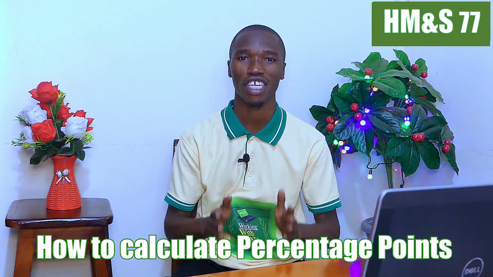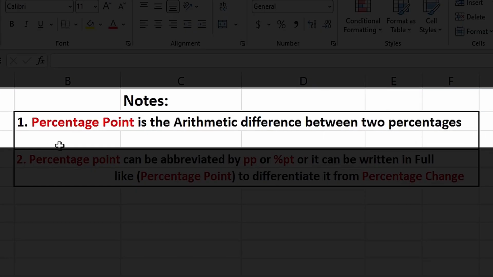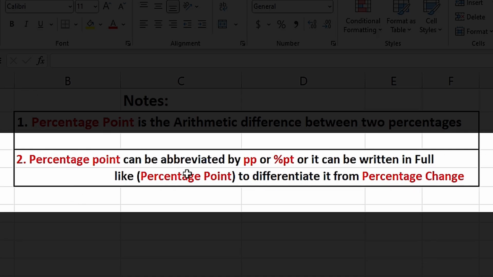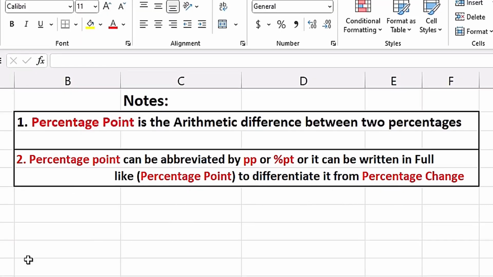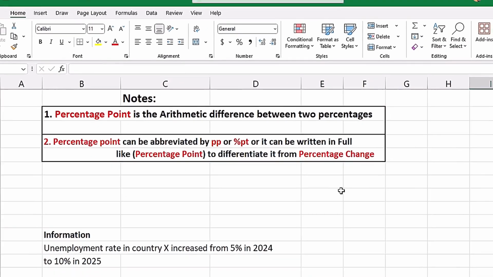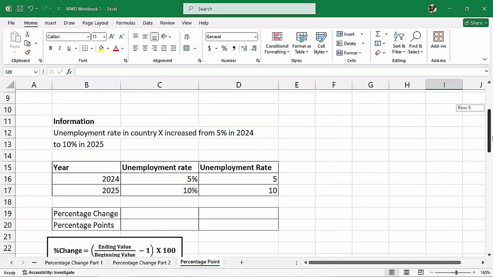Let's switch on to Excel and dive deeper into how to calculate percentage point. Now, percentage point is the arithmetic difference between two percentages. Percentage point can be abbreviated like this, or you can also write it in full as percentage point. That is actually to differentiate it from percentage change. Now, in order for us to understand percentage point very well, let's scroll down and do some examples.